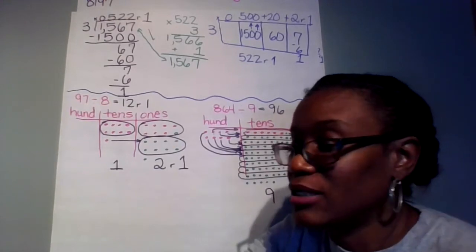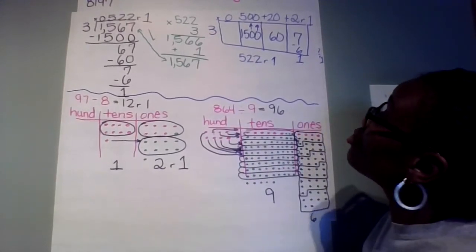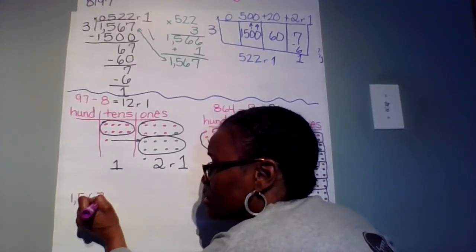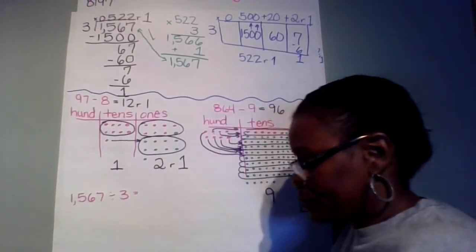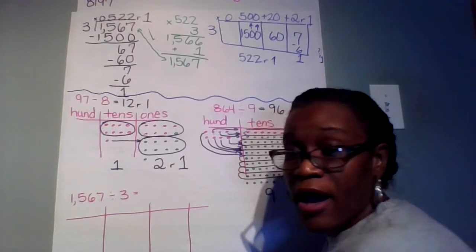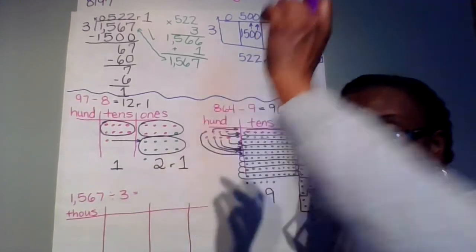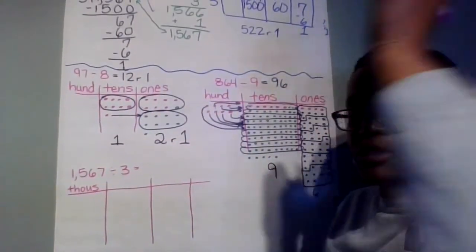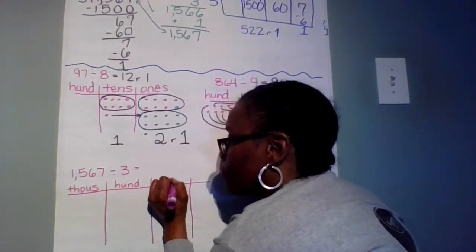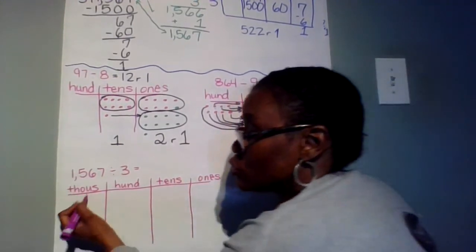And last but not least, and it'll go a little bit quicker because I don't have such a big number, we're going to do 1,567 divided by 3. Again, set up our place value. We're going to label it thousands. I'm going to move my camera down just a little bit so you can see. So we have thousands, hundreds, tens, and ones.